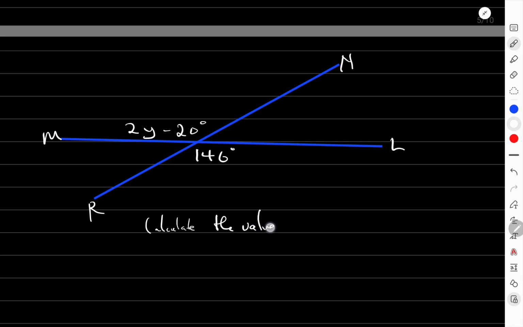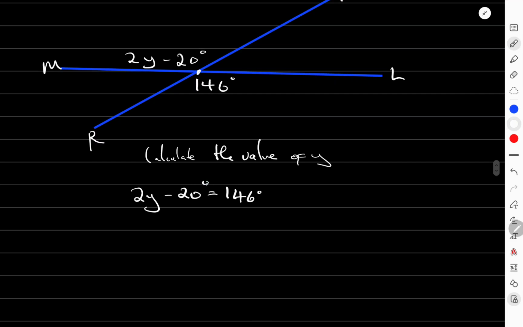How can I calculate the value of y? Since we now know about vertically opposite angles, I'm going to have a vertex here. The angle that is found here and the angle that is found here are the same. Therefore, the angle which is 2y minus 20 and the angle which is 146 are the same. The reason is vertically opposite angles, because I'm going to have 2y minus 20 equal to 146 degrees.